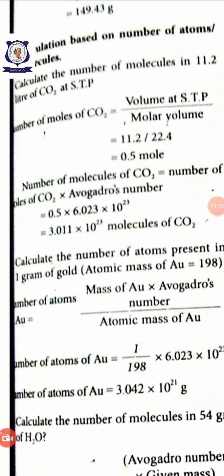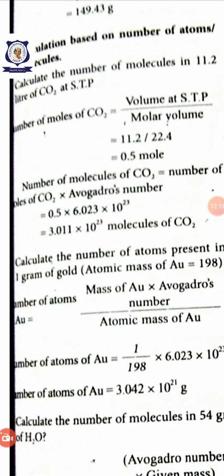Now calculate the number of atoms present in 1 gram of gold. See, atomic mass of gold is 198. The number of atoms of gold is equal to mass of gold into Avogadro number by atomic mass of gold. Mass of gold is 1 gram. So 1 into Avogadro number 6.023 into 10 power 23 by 198.